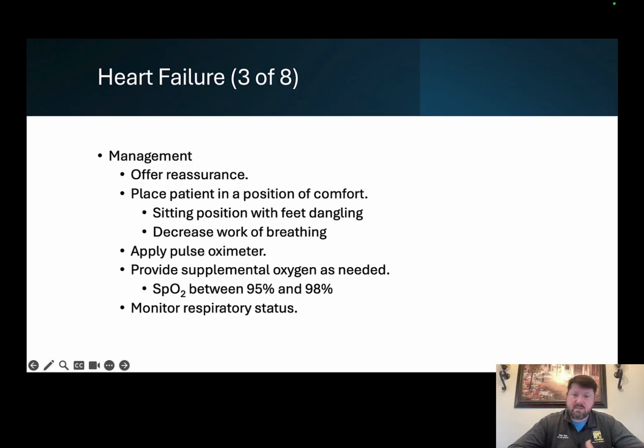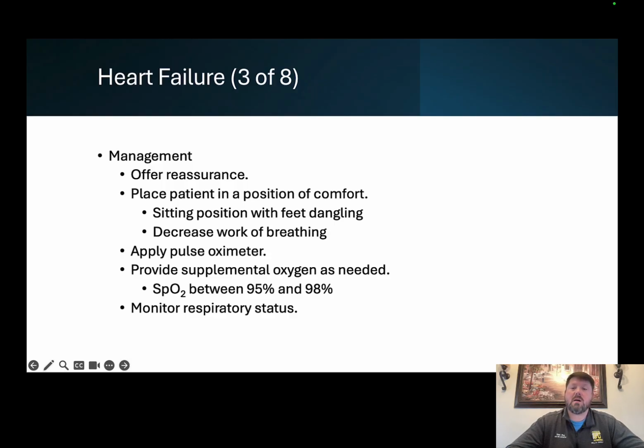Don't forget your pulse oximeter. Provide supplemental oxygen to maintain the patient's SpO2 between 95 and 98%. Use non-invasive positive pressure ventilation to manage pulmonary edema associated with heart failure, also known as CPAP.